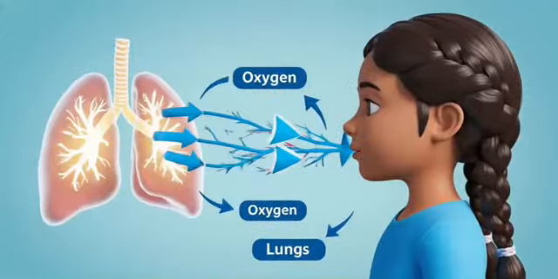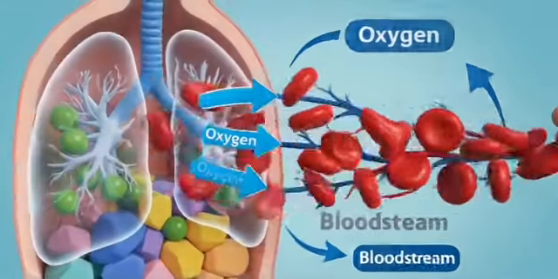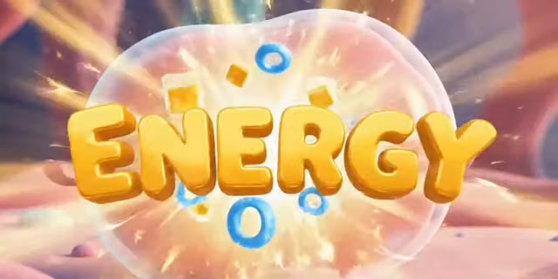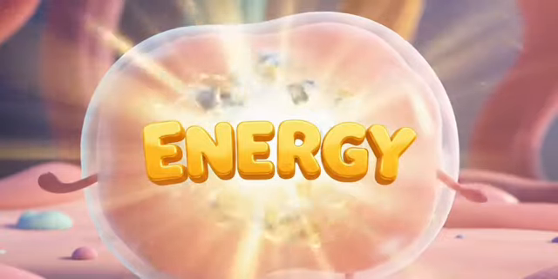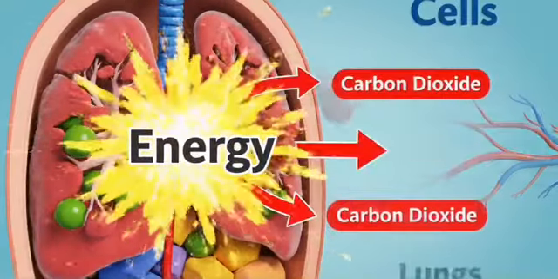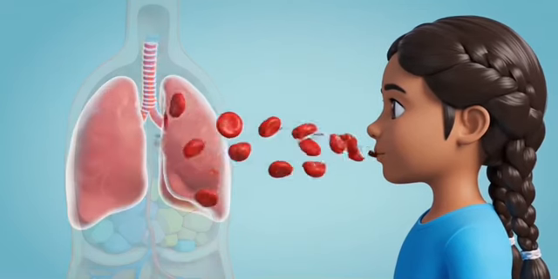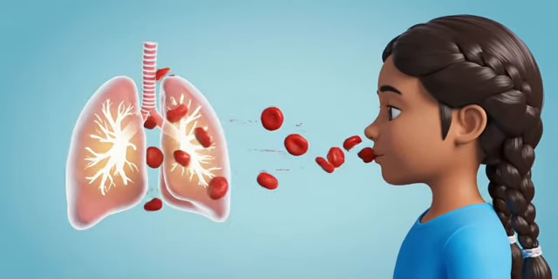When we breathe in, our body takes in oxygen through the lungs. The oxygen goes to our body cells and helps release energy from food. At the same time, a waste gas called carbon dioxide is produced. When we breathe out, this carbon dioxide leaves our body.